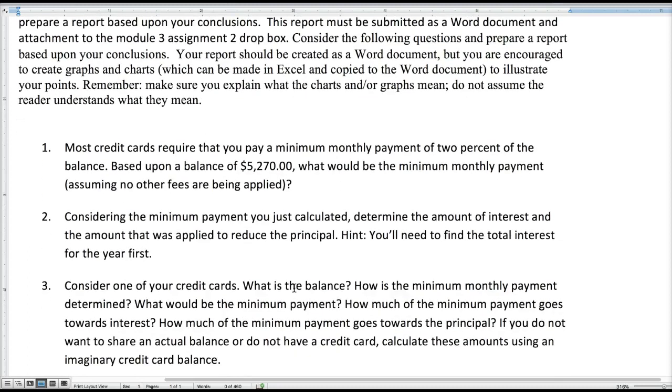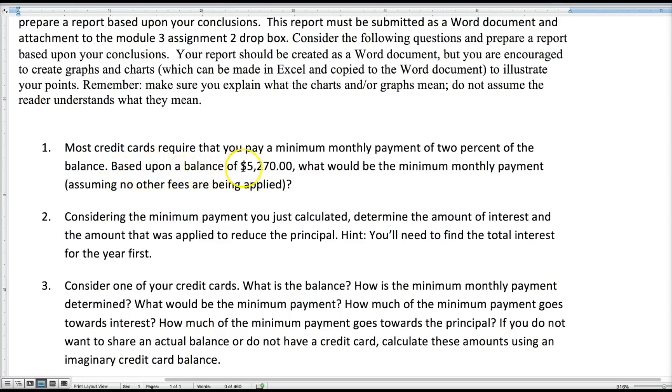Now, question number one here, I'm just going to skip all this other stuff. Question number one says that most credit cards require that you pay a minimum monthly payment of 2% of the balance. And that's pretty standard. I know for some credit cards, the minimum is 3%, but most normal ones, unless you have some kind of affinity card, let's say like American Express or something like that, then it's normally 2%.